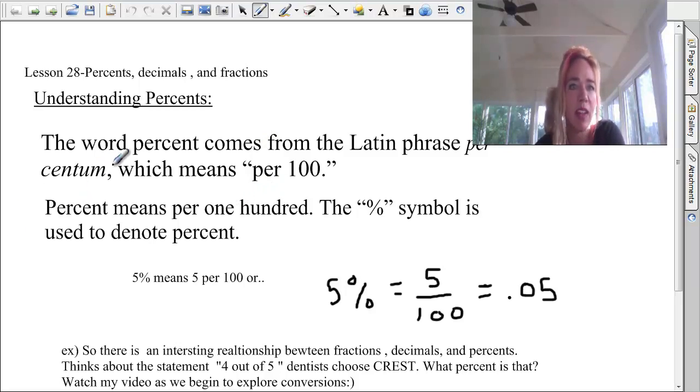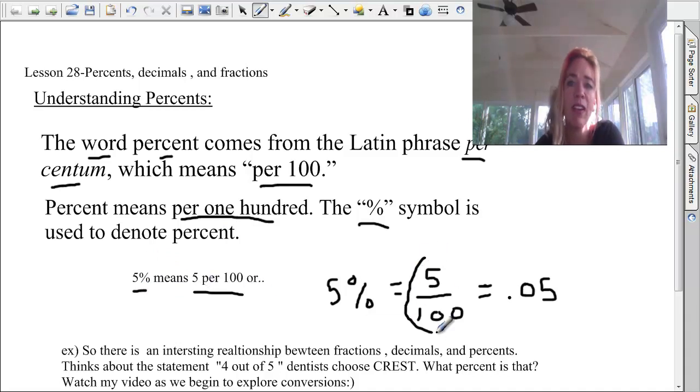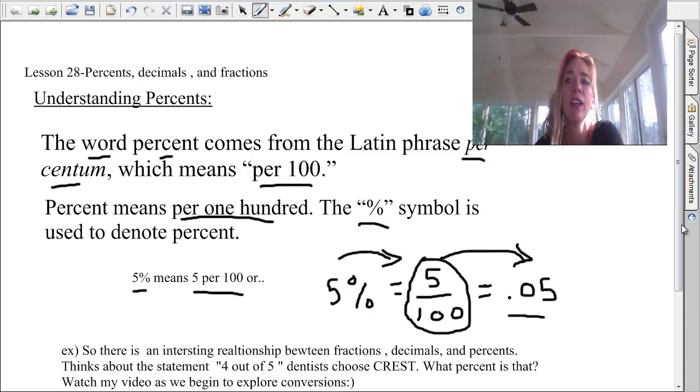So, understanding percents. The word percent comes from the Latin phrase per centum. I took 7 years of Latin. I don't know about you, but per centum means per 100. So that means that percent means per 100. And the percent symbol itself is used to denote percent. So when we say 5%, we mean 5 per 100 or 5 out of 100. But guess what? That also means 0.05. So we're noticing a relationship between percent to fraction to decimal, right?